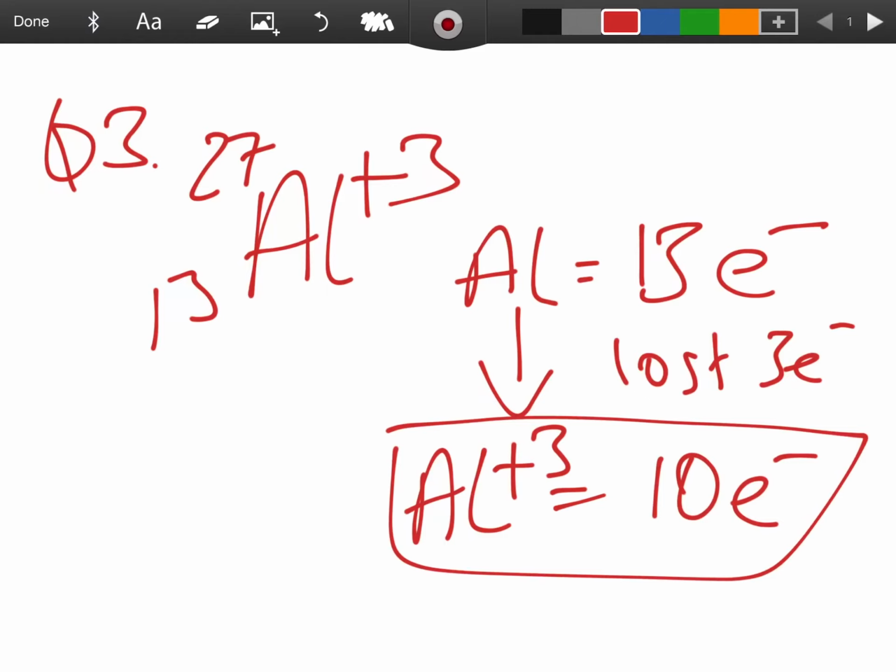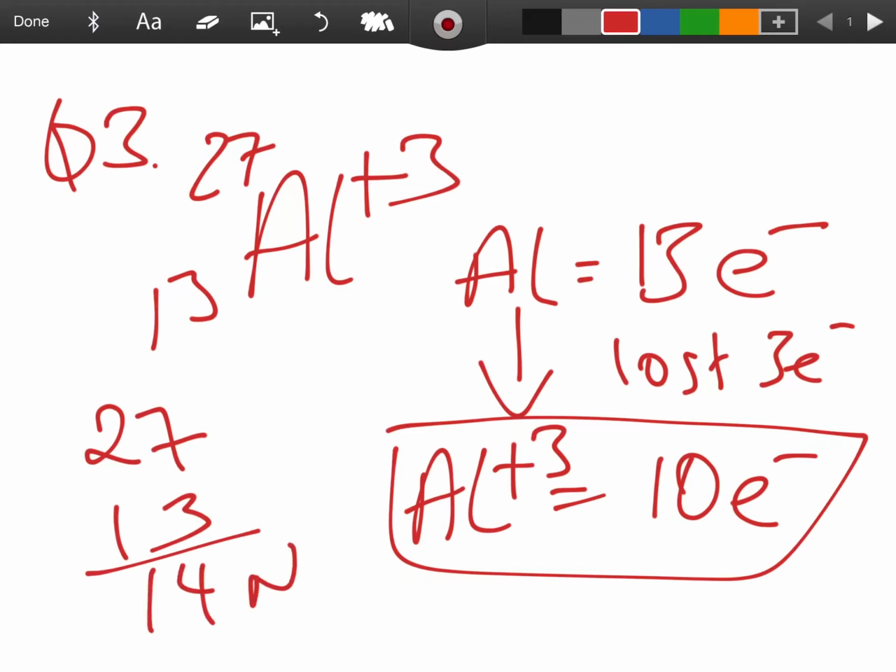Okay, so how many electrons does the ion have? 10 electrons. And then how many neutrons? Well, for the number of neutrons, all you do is subtract the 13 from the 27. Is that okay? So you're going to get 14 neutrons and you're going to get 10 electrons. Okay, so that's question 3.